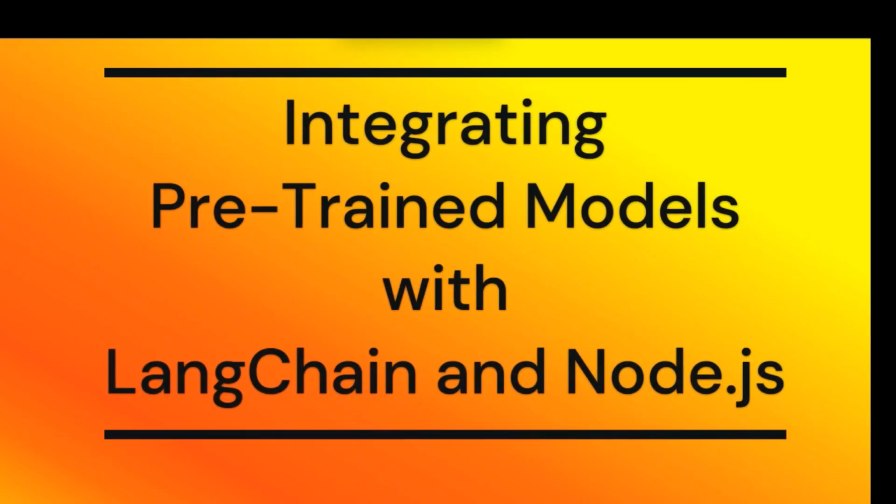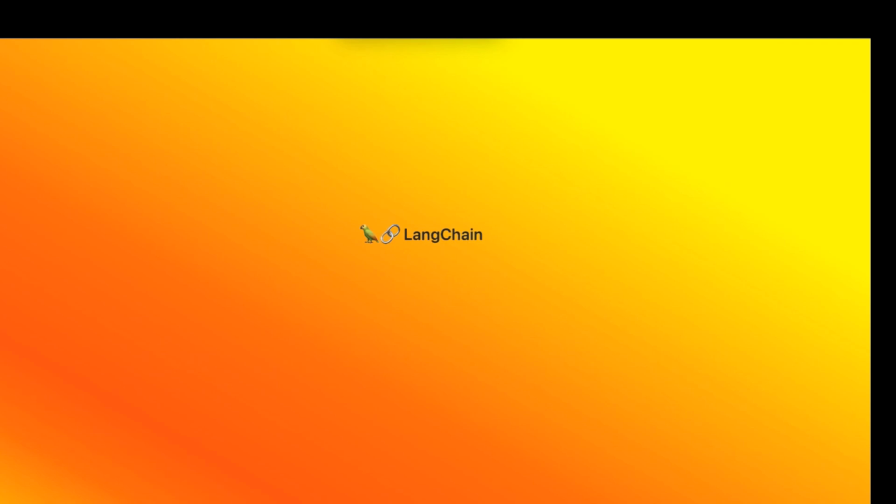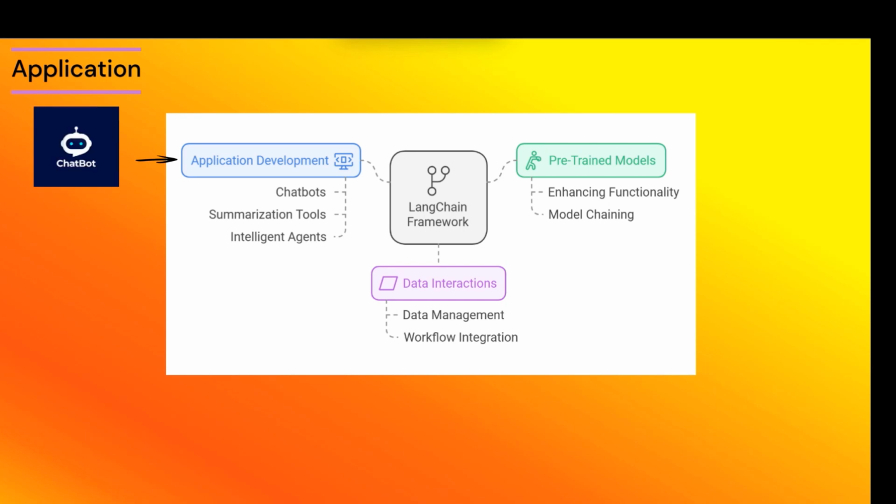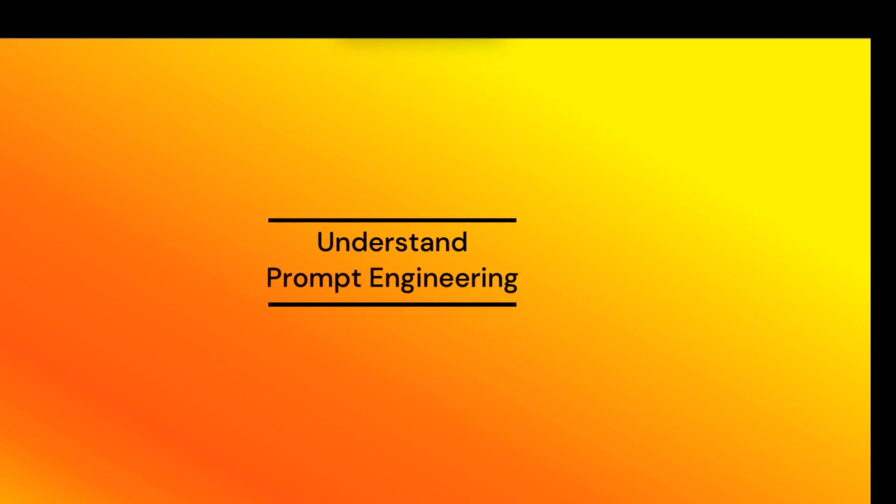Integrating pre-trained models with LangChain and Node.js. LangChain is a powerful framework that simplifies working with pre-trained models by chaining them with data and workflows. With LangChain, you can enhance the functionality of language models, manage data interactions, and build complex applications like chatbots, summarization tools, or intelligent agents.